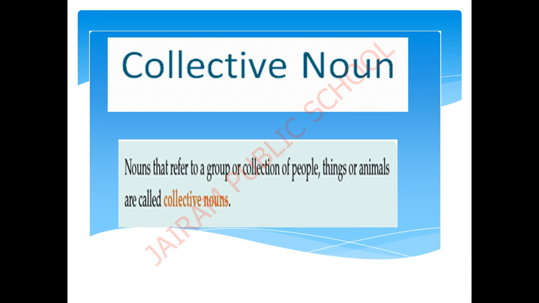Collective noun. What is meant by collective noun, my dear children? Nouns that refer to a group or collection of people, things, or animals are called collective nouns. So, collective noun is a group noun. What are the group nouns going to be here? Let's see one by one.